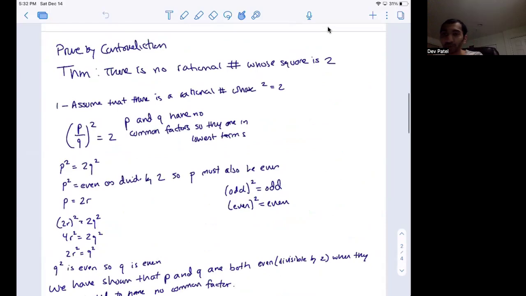Now, when we talk about proofs, there's many different ways you can prove statements. We've gone through proof by induction. There's also proof by contrapositive. There's also proof by contradiction, which we'll be going over here today.